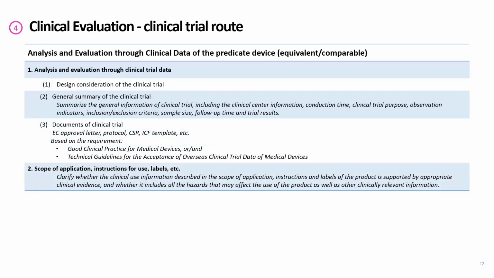After we evaluated the clinical articles and know the weight of this evidence, if we have clinical trial data, it needs to be mentioned in the clinical evaluation report. The guidance says we need to emphasize the clinical trial data from 3 parts. The first is the design consideration: why we want to design this clinical trial, and the population, something like this.